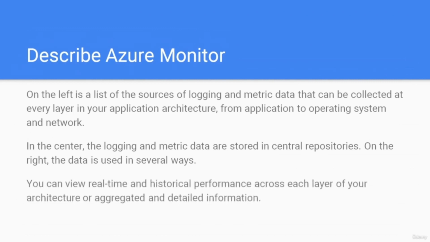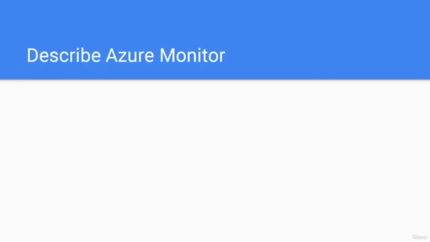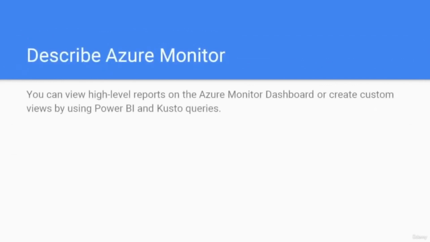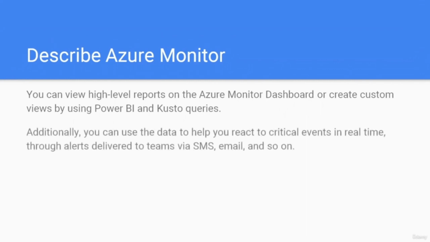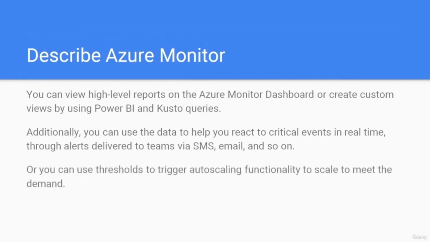So you can view real-time and historical performance across each layer of your architecture, or aggregated and detailed information. The data is displayed at different levels for different audiences. You can view high-level reports on the Azure Monitor dashboards, or create custom views by using Power BI and custom queries. Additionally, you can use the data to help you react to critical events in real time through alerts delivered to teams via SMS, email, and so on. Or you can use thresholds to trigger auto-scaling functionality to scale to meet the demand.